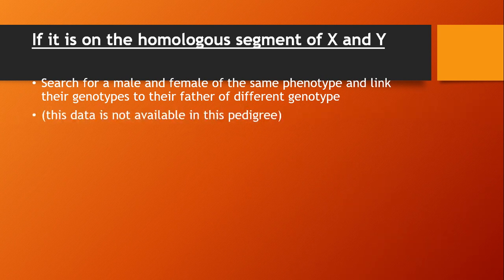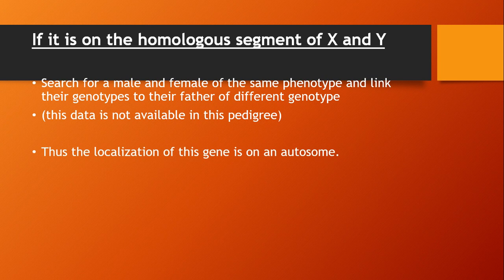But for other exercises, you have to search for this clue to prove that it is not on the homologous segment of X and Y, which will lead you to know that the localization of the gene in this case is autosomal, since you have already denied that it is on the non-homologous segments of X and Y and on the homologous segment of X and Y, so it is not on a gonosome, which allows us to know that it is located on an autosome.